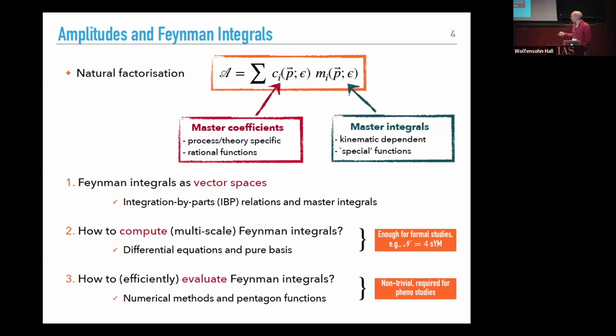So what I'll try to explain in this talk is that it's very useful to consider Feynman integrals as vector spaces, and the key words here are integration by parts relations and master integrals. I'll explain how we compute these multi-scale Feynman integrals. Again, what I'll say applies to multi-scale integrals.